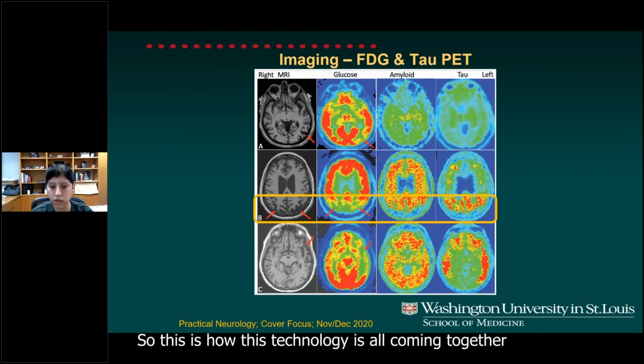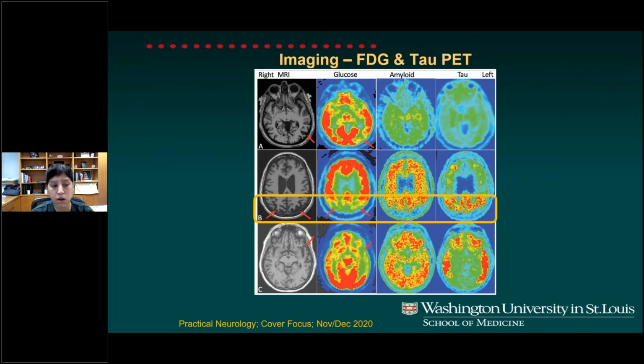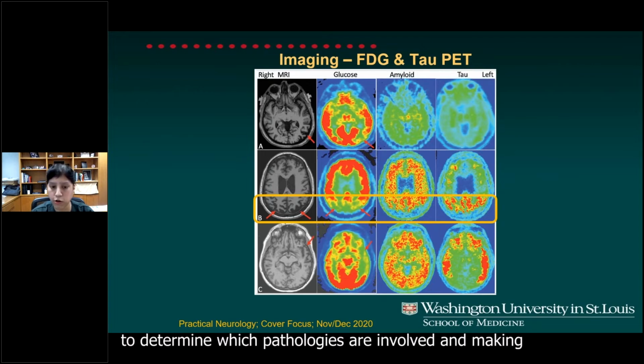So this is how this technology is all coming together so we can become more savvy about identifying the right people, to determine which pathologies are involved and making sure we're recruiting the right people for the right trials.